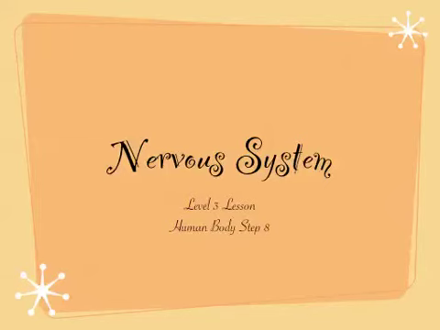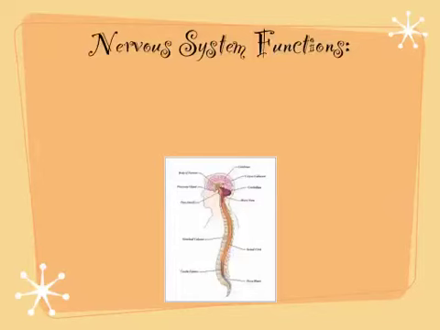This is a Level 3 lesson for Human Body Step 8. In this lesson, we are going to discuss the nervous system. We'll talk about the parts of the nervous system, how they function, and how they function with other systems. But first, let's quickly review the nervous system functions.